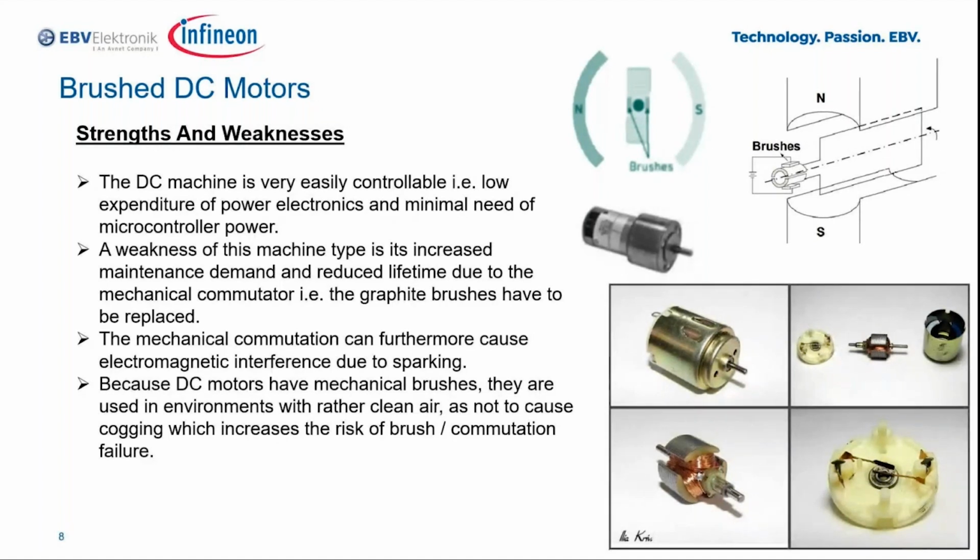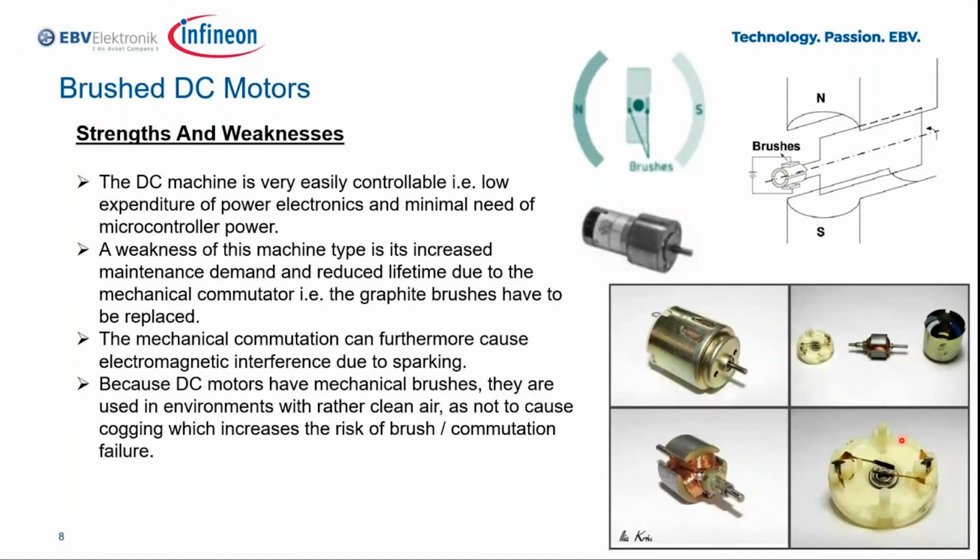However, there are also several drawbacks. As you can see from the image on the right here, these motors rely on brushes and a mechanical commutator. Over time, the brushes wear out and need replacement, which increases maintenance and reduces the motor's lifespan. The mechanical commutation also causes sparking, which can lead to electromagnetic interference, a concern in sensitive electronic environments.